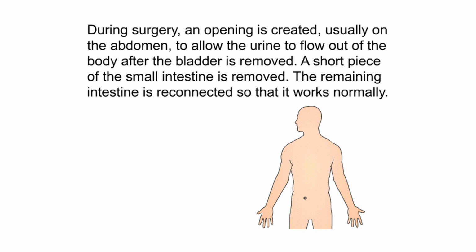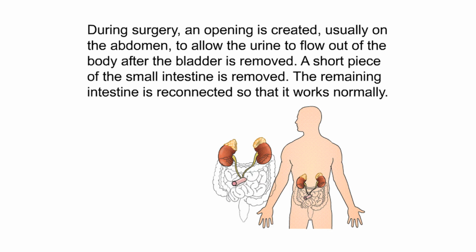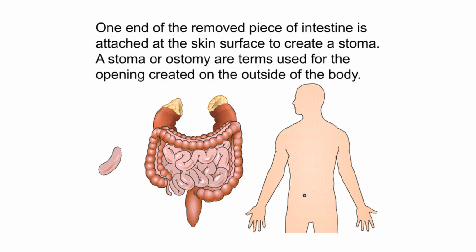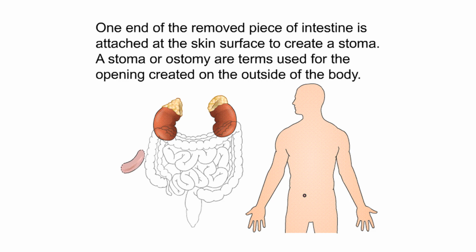During surgery, an opening is created, usually on the abdomen, to allow the urine to flow out of the body after the bladder is removed. A short piece of the small intestine is removed. The remaining intestine is reconnected so that it works normally. One end of the removed piece of intestine is attached at the skin surface to create a stoma. A stoma or ostomy are terms used for the opening created on the outside of the body.